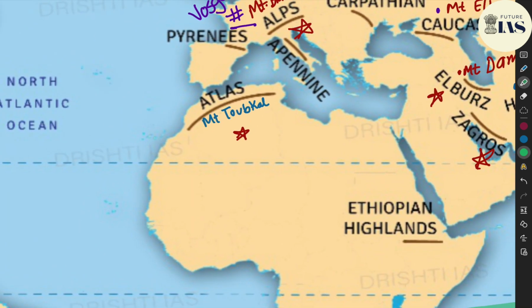Now in the northernmost part of Africa, we have the Atlas mountain range, which is a fold mountain range, and the highest peak of this mountain range is Mount Toubkal.